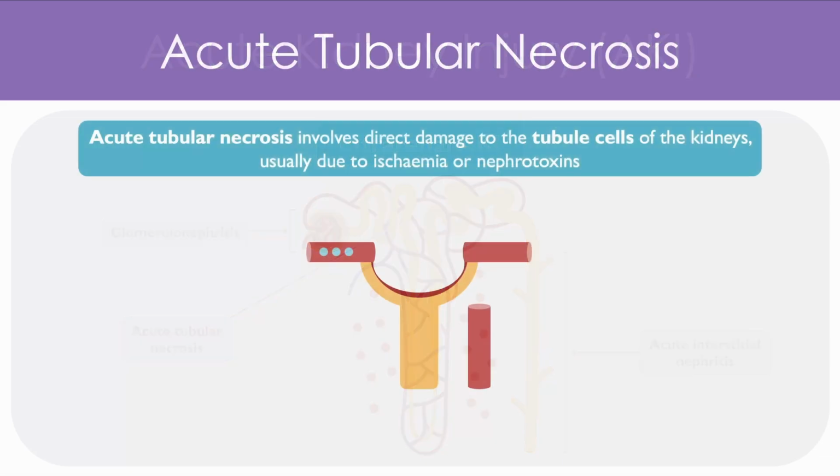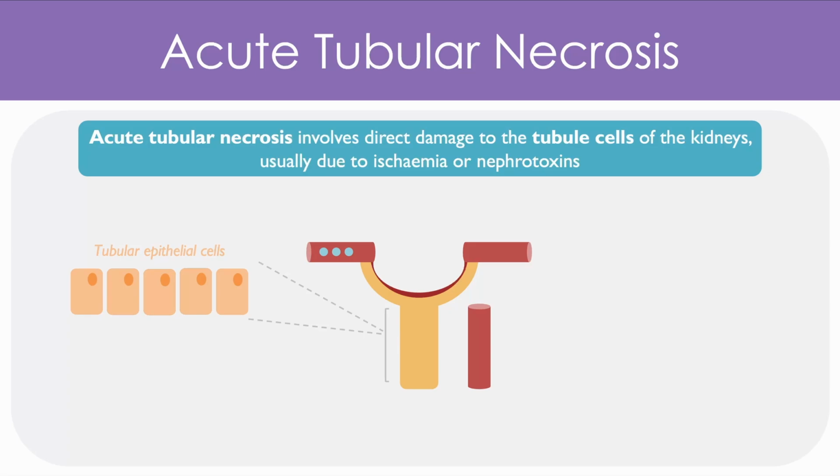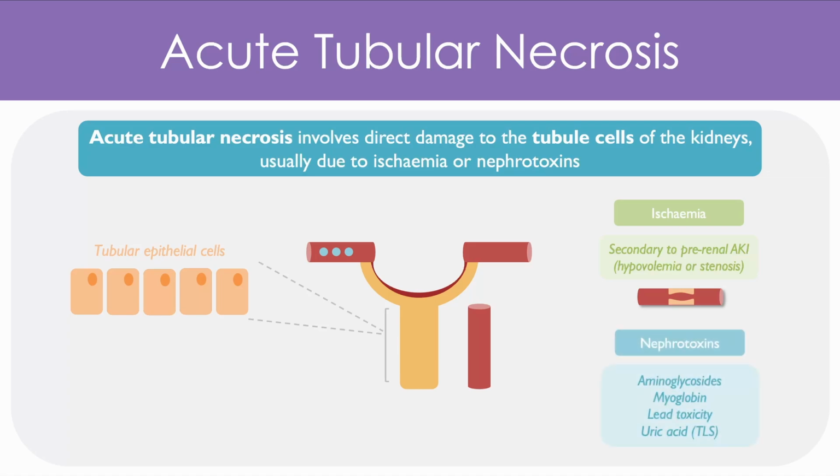In this disease process, there's usually direct damage to the tubule cells which line the nephrons, and more specifically, these are the tubular epithelial cells. The most common cause behind this damage is usually some form of ischemia, so for example, if there's hypovolemia to the kidneys, or stenosis of the renal artery.